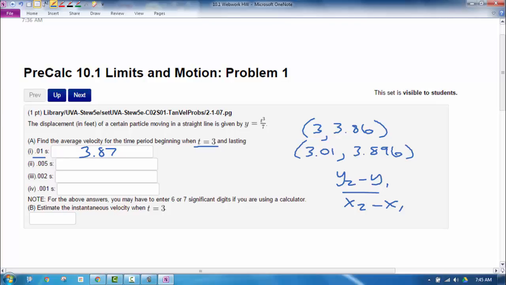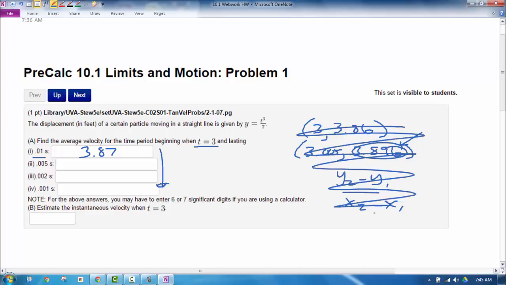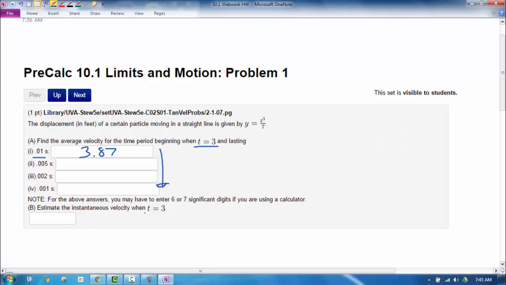So just do slope, y2 minus y1 over x2 minus x1 for these points. For the second one, I'll do 3 and 3.005. I'll redo this number and use slope again. I know it's a lot of work to get through these four, but for the last one, when it wants the instantaneous velocity, that's the derivative of this function, and you plug in 3.